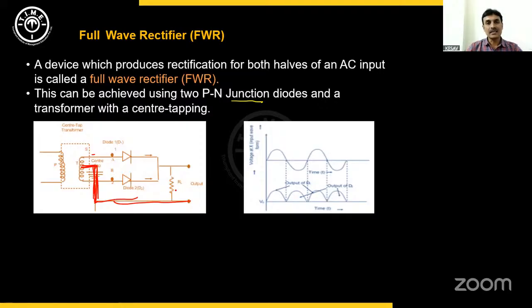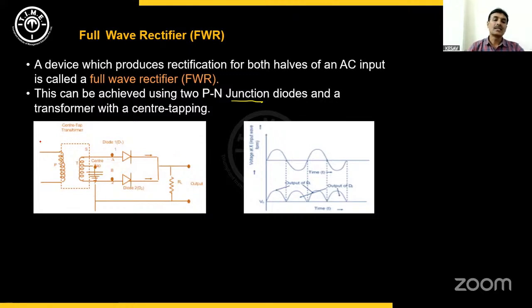And as in case of half wave rectifier, here also there will be some AC component present in the output. To get rid of that, a capacitor can be connected here. Capacitor acts as AC filter. So the capacitor filters the AC component, ripples.